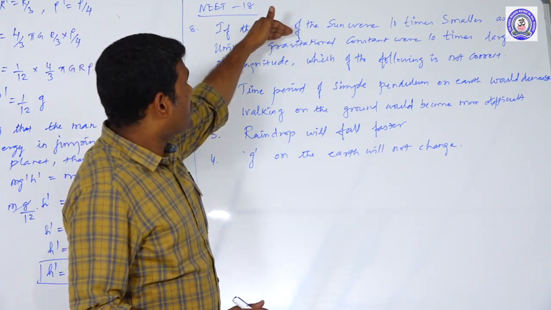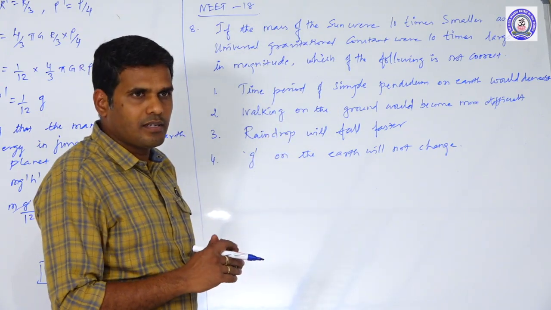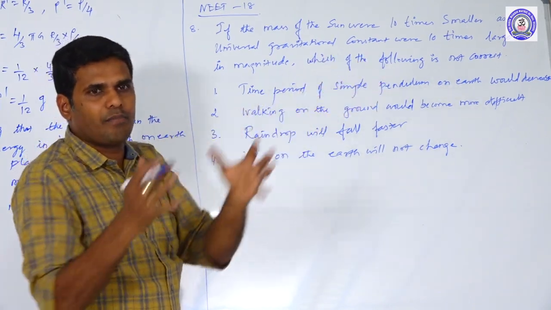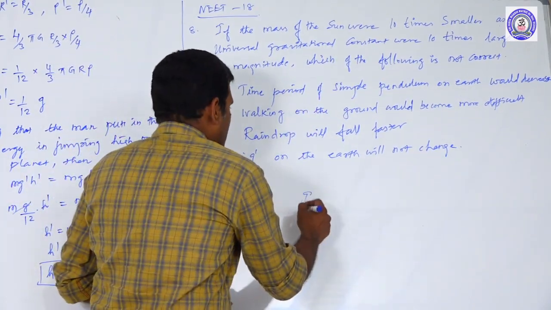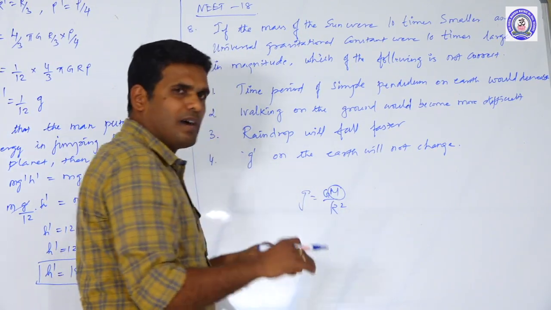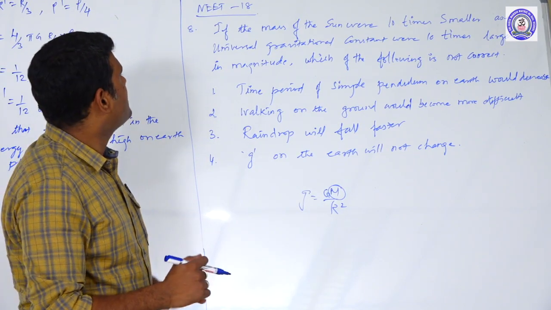But in the question, they have given that the mass of the sun were 10 times smaller. You should not confuse yourself between mass of sun and mass of earth. If you are writing the expression g equals GM divided by r square, this M corresponds to the mass of the earth, not the mass of the sun.